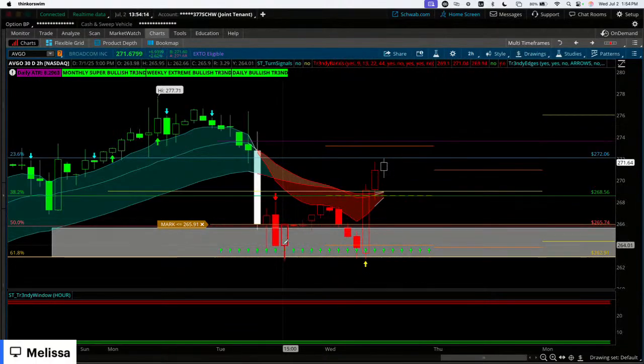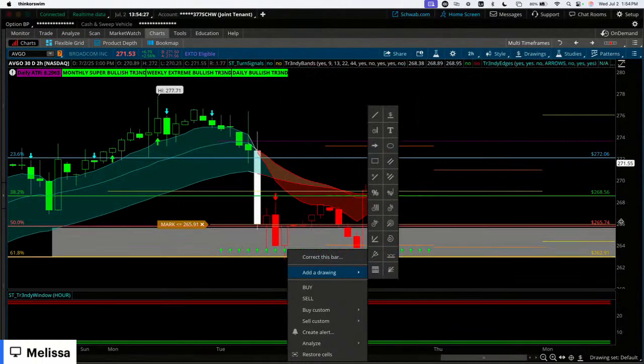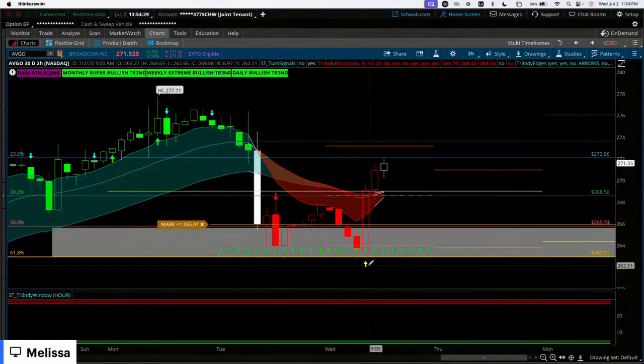But, you can see we made this low here, and then when we came back to test it, we did not make a lower low, alright? So, also you got a trendy turn signal. That's this yellow arrow right here. That is another confirmation for me. And if you own the Monster Momo, you could throw those on there as well.